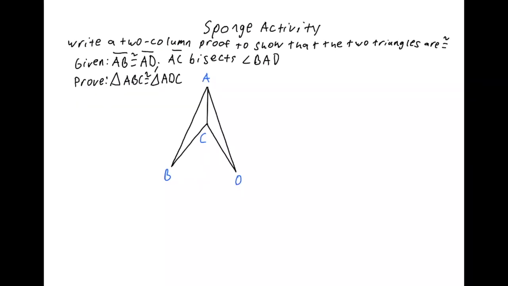Alright, so now time for the sponge. I want you to write a 2-column proof to show that the two triangles are congruent. And I give you that side AB is congruent to side AD, and AC bisects angle BAD. And I want you to prove that triangle ABC is congruent to triangle ADC. So write a 2-column proof, make sure you have all the statements and reasons.